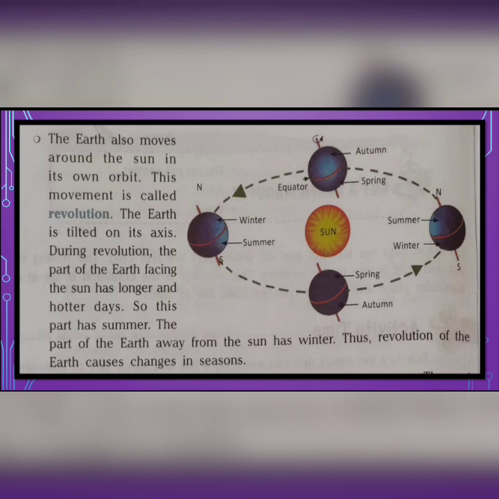Have you understood about rotation and revolution? Rotation means what? The movement of the earth on its own axis, because of which day and night occurs. And revolution is what? The movement of the earth around the sun, due to which changes in season occurs.